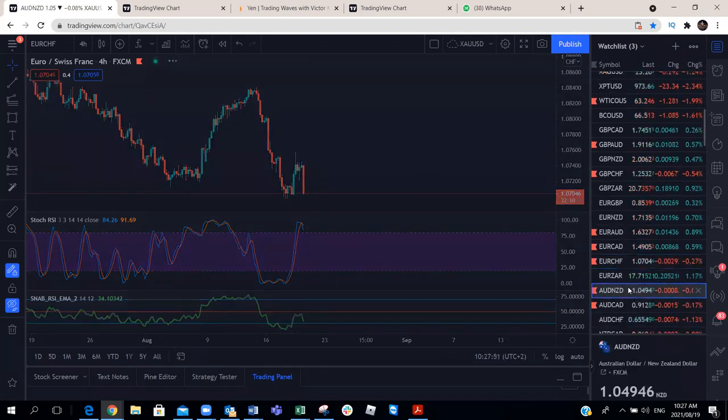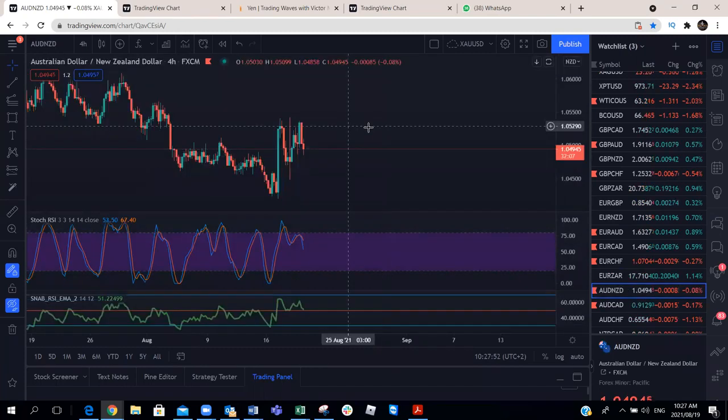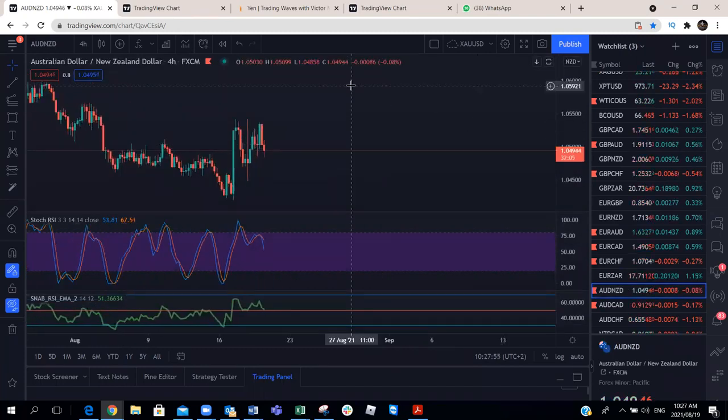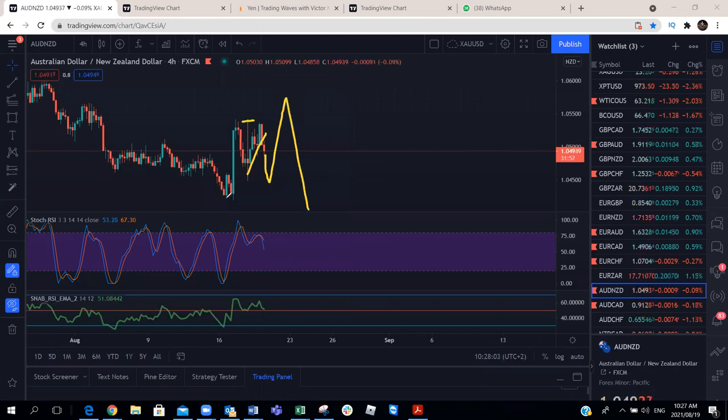Audi New Zealand. Audi New Zealand should also see downside here, even if it only gets to this level and then continues to the downside. Then we would have had a three-wave pullback. Remember, the target on this is still 1.02.